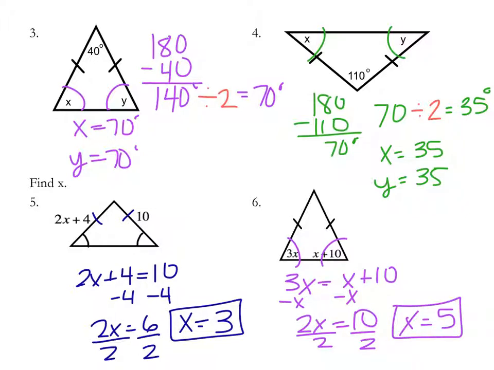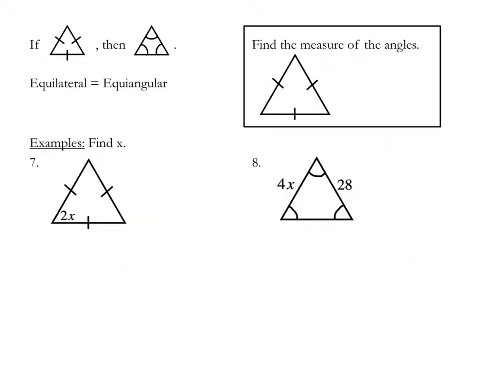Alright, we got one more type of problem to look at. So these problems here step it up a notch. It says if all tick marks, then all whoosh marks. Meaning if it's equilateral, that's what all congruent sides mean, all tick marks, then the triangle is going to be equiangular, which means all the angles are going to be congruent.